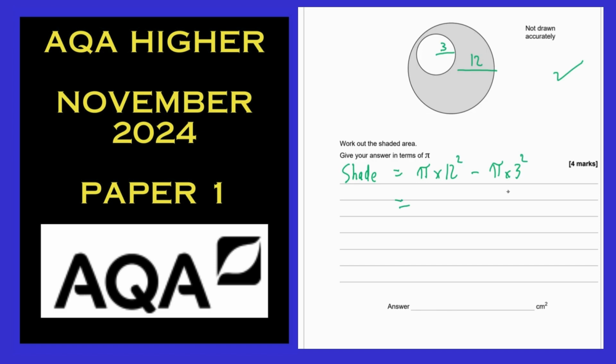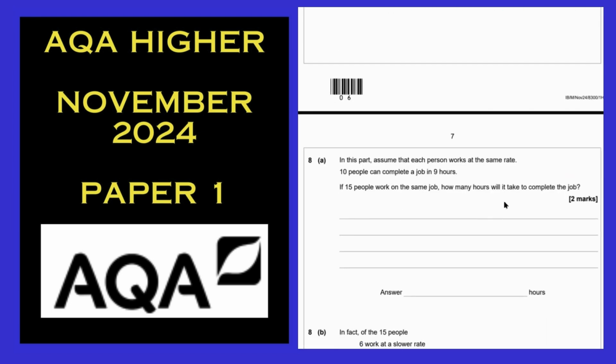The mark scheme says 1 mark for working out either of those, as in 144 pi and 9 pi. It wants it in terms of pi, which means pi is in your answer, and you work out 144 minus 9, and you're getting 135 pi for your 4 marks total.